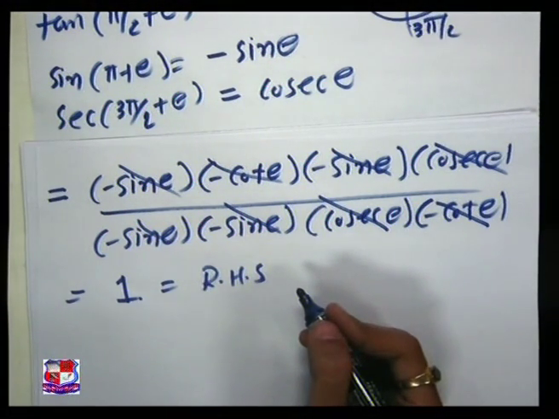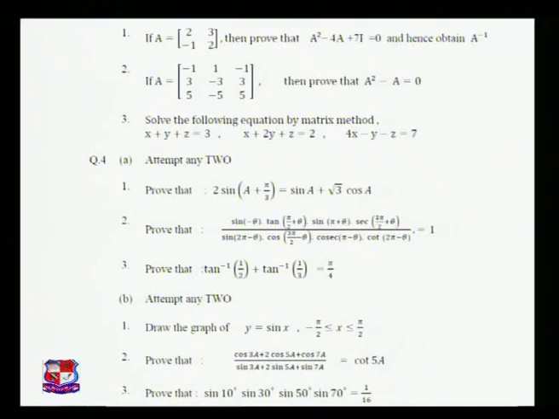In the same way, let us move to the third one. The third question is prove that tan inverse 1 by 2 plus tan inverse 1 by 3 is equal to pi by 4. Here we need to prove that tan inverse 1 by 2 plus tan inverse 1 by 3 is equal to pi by 4.